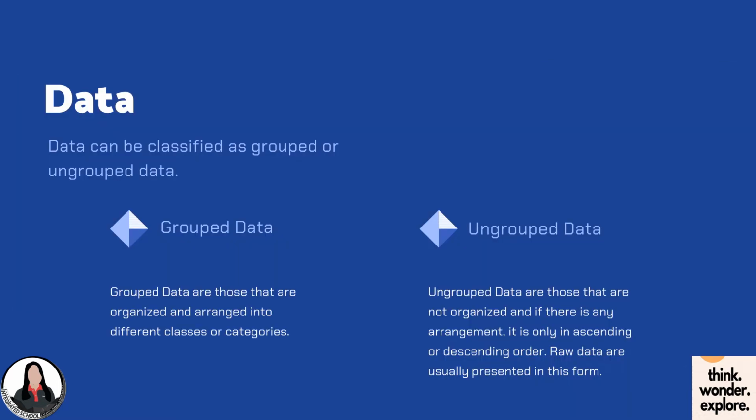we have group data and ungroup data. Group data are those that are organized and arranged into different classes or categories. Samantalang ang ungroup data naman are those that are not organized, and if there is any arrangement, it is only in ascending or descending order. Raw data are usually presented in this form. So, ang ungroup data, ang example nito ay yung kanina nating sinagutan sa discover part. Kasi, ang data doon ay naka-arrange lang sa ascending order at wala siyang sinusunod na classes or categories na under ng group data. So, that is classified as ungroup data.